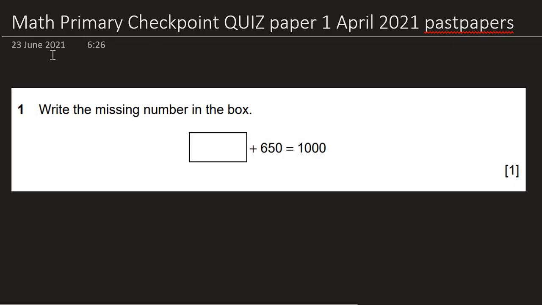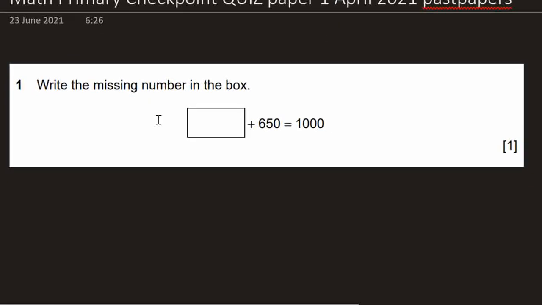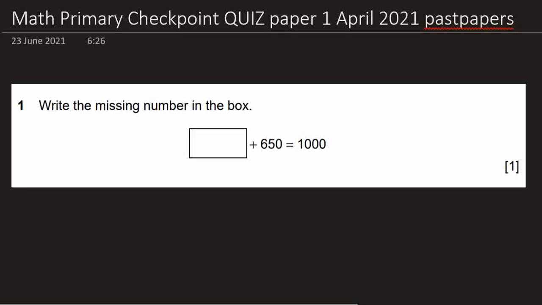Hi guys, today we are going to discuss math primary checkpoint in the form of a quiz. It's taken from paper 1, April 2021. This past paper is the latest and up to date. So now we're going to start from number 1. For each question, you will be given 1 minute, and after that, you can check your answer. Let's get started.